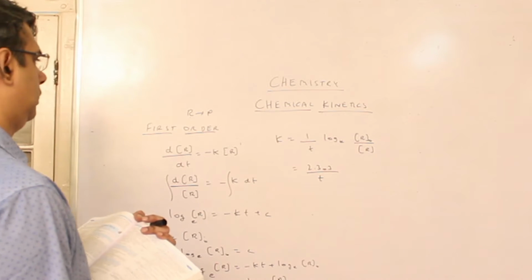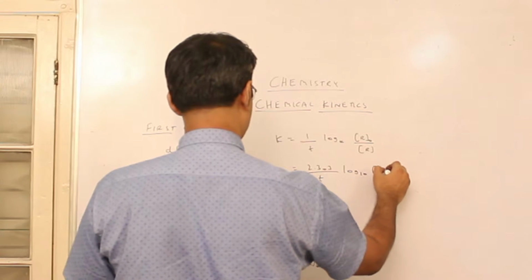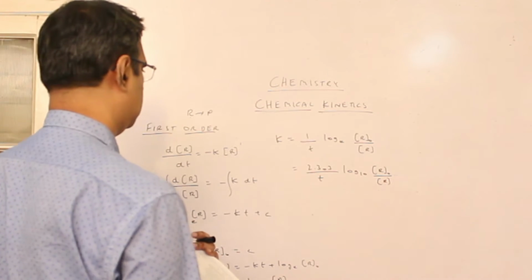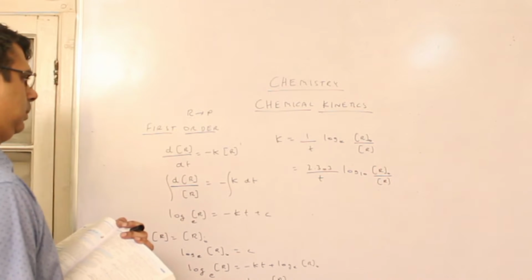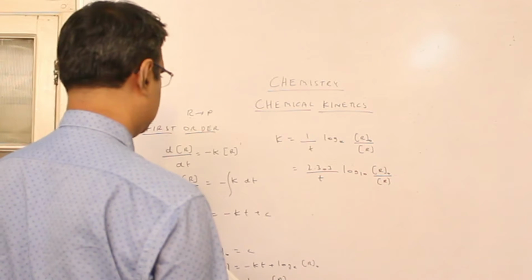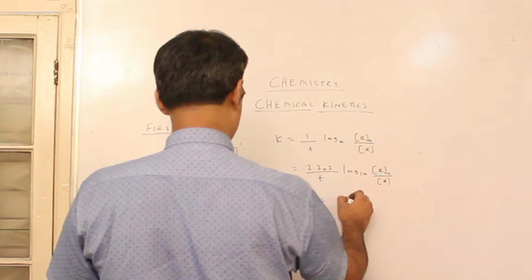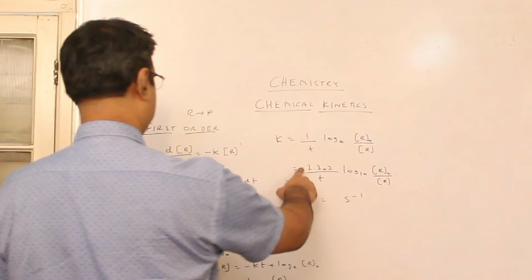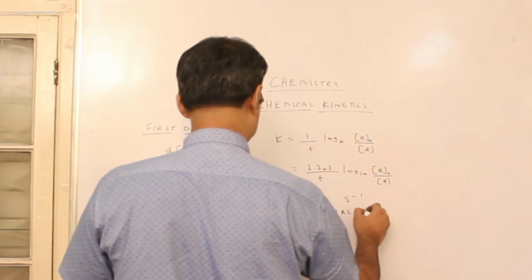And instead of log base e, if we prefer to take log base 10, then this is the corresponding formula. k is equal to 2.303 by t log of concentration of R0 by concentration of R to the base 10. Now you can easily see that the unit of rate constant will be per second because it is inversely proportional to time.